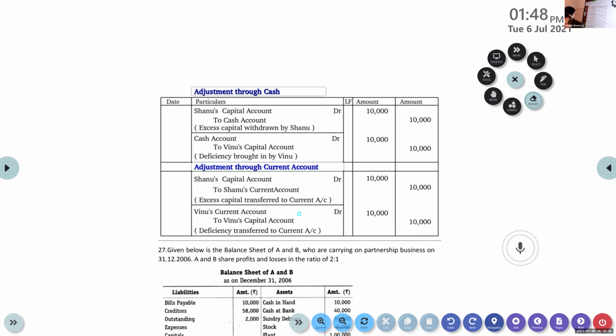Those who have finished can take question number 27 in the textbook. Please complete it. Take question number 27.